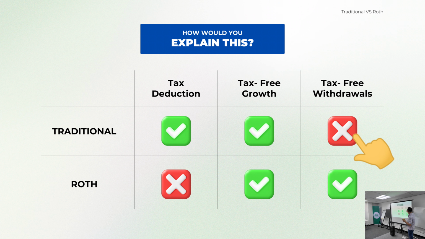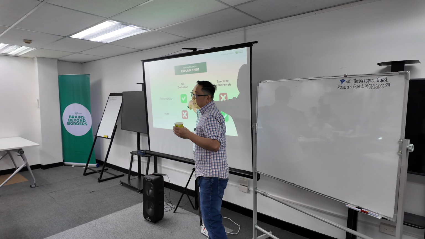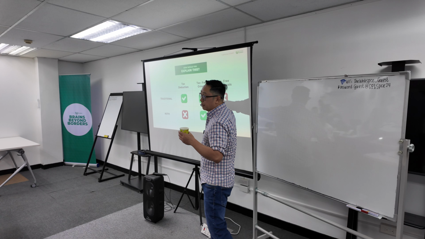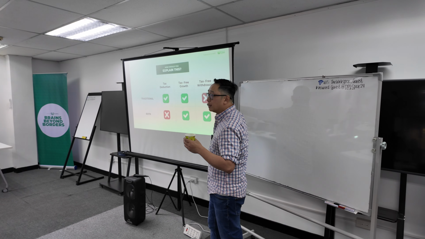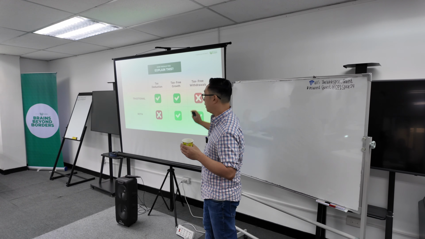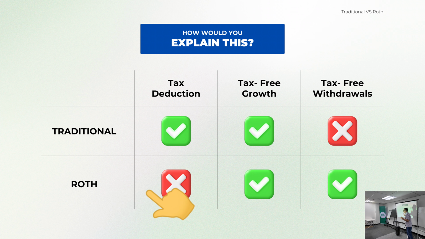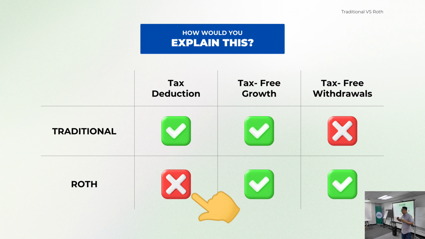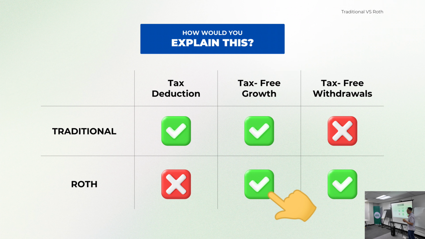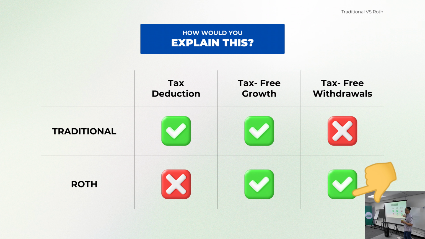But the problem here is that when you withdraw from your traditional IRA, you do pay taxes on it. So if you put, say, $10,000 in originally and it grows to $1 million, when you take out that $1 million, that full $1 million is taxable, okay? While with the Roth, you don't get any tax benefit now, so you still pay the normal taxes. You get the tax-free growth just like this one, but the benefit here is that any money you take out at retirement is not taxable ever, okay?